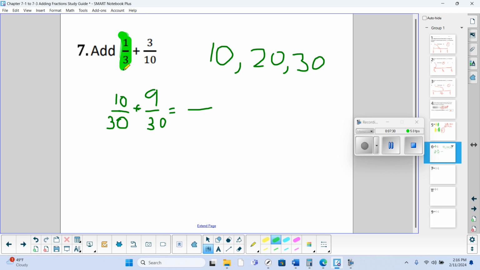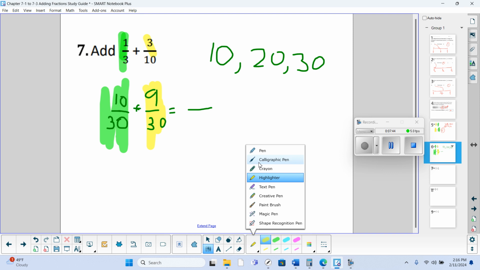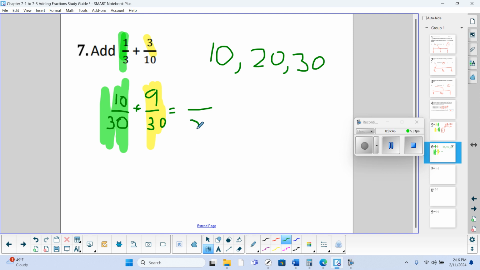1/3 is equivalent to, it's the same as 10/30. And 3/10 is equivalent to, it's the same as 9/30. So together, when I add them, how many 30ths is that? Well, 10/30 plus 9/30 is 19/30. Sorry for my handwriting, I'm using my mouse. Let's fix that. It's 19/30.